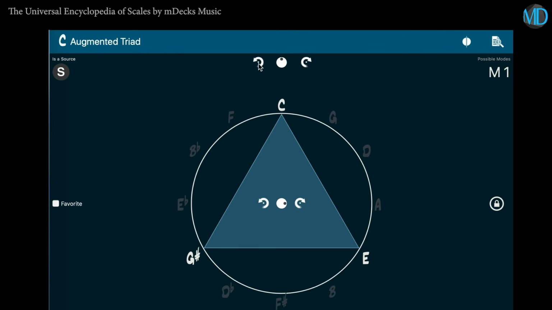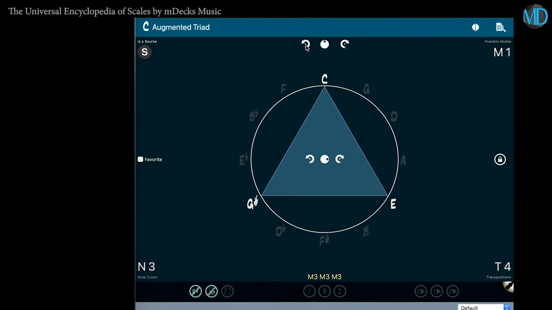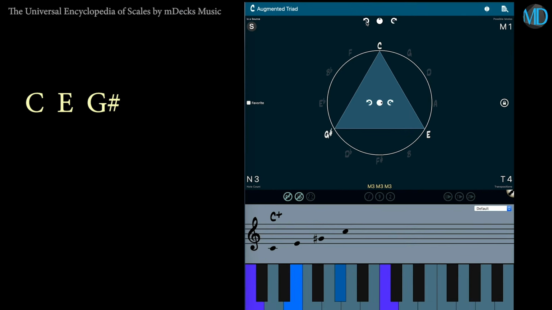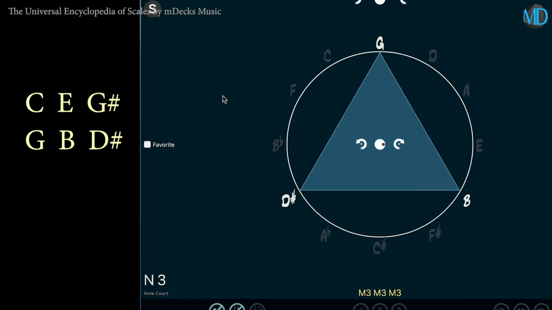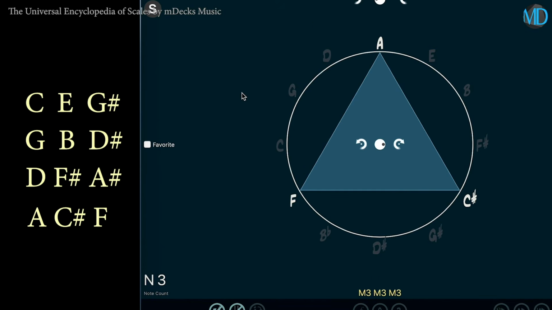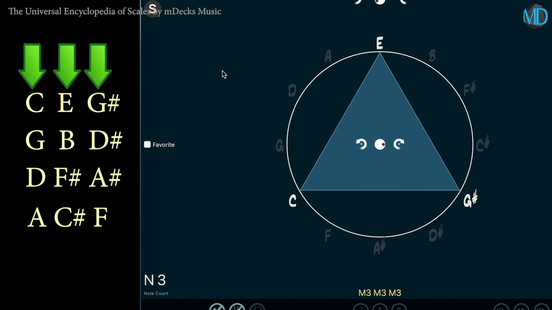Hold on. Listen, this is the C augmented triad. The notes are C, E, and G sharp. Now, let's rotate the circle of fifths 12 times until we get back to C to get the augmented triad in all keys. So now we have the G augmented triad with the notes G, B, and D sharp. Then the D augmented triad, D, F sharp, and A sharp. Then the A augmented triad, A, C sharp, and F. Next is the E augmented triad with the notes E, G sharp, and C, which contains the same set of notes as the first set we started with.